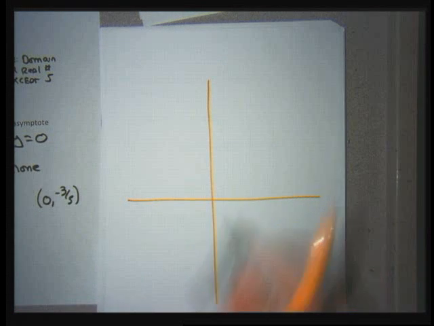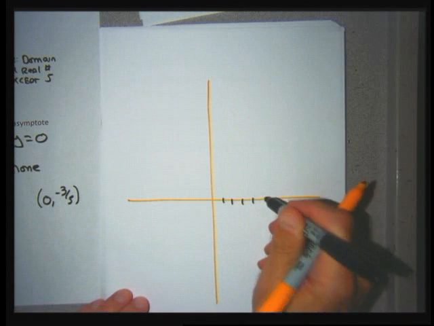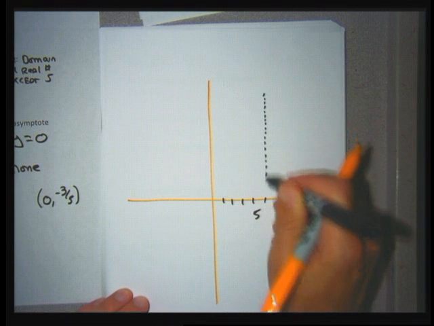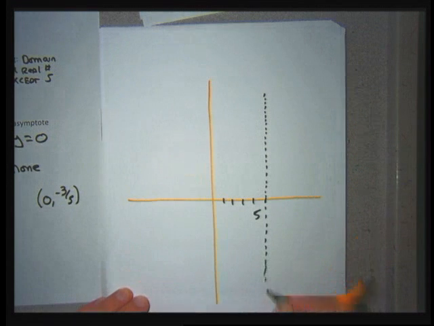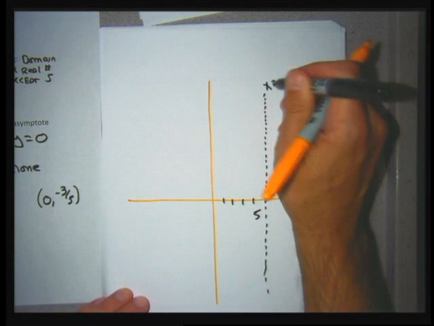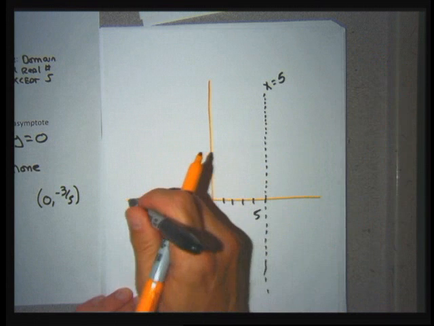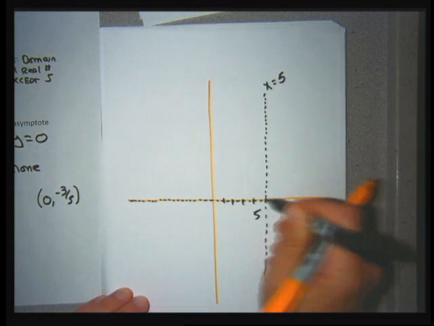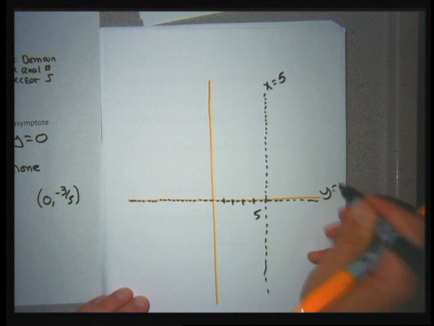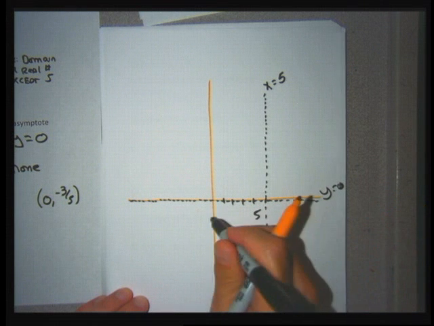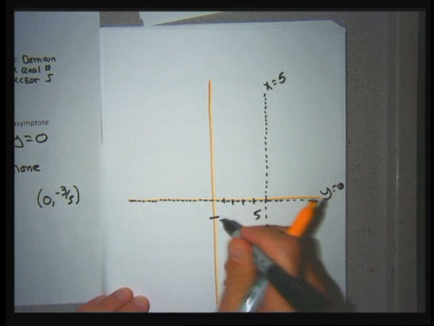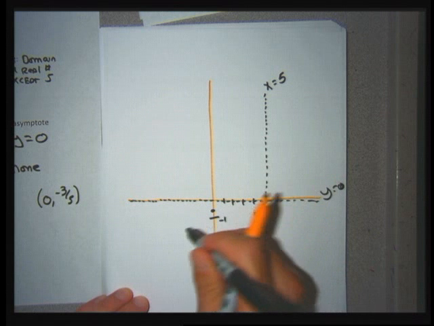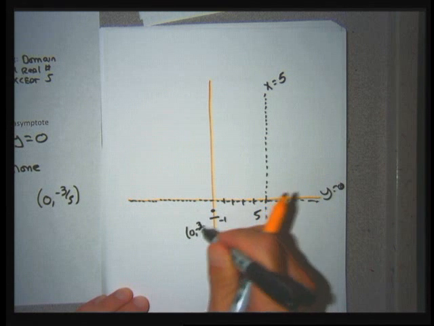So x equal 5 is my vertical asymptote. So I find 5 on the x-axis, draw a dotted vertical line just so it doesn't look like it's another y-axis. That's the x equal to 5. The horizontal asymptote at y equals 0 is actually the x-axis. And then the y-intercept at negative 3/5. Negative 3/5 is more than half the way between 0 and negative 1. That looks like maybe there is the point 0, negative 3/5.